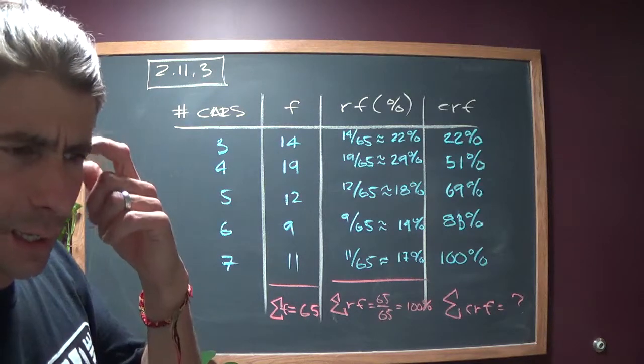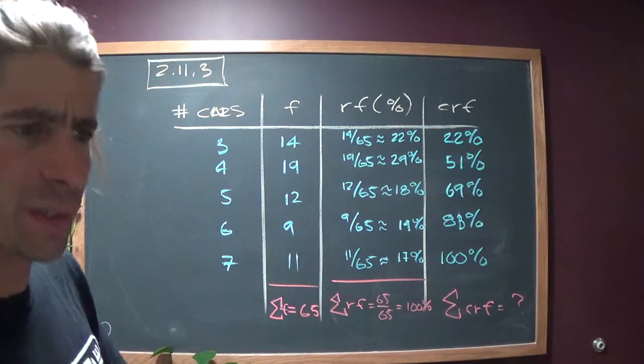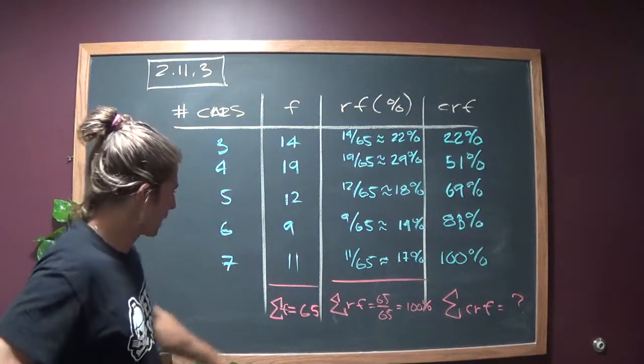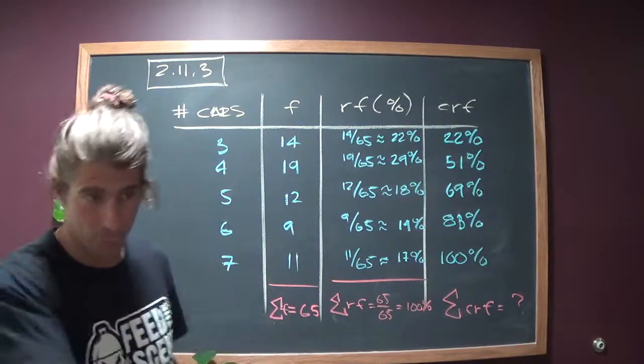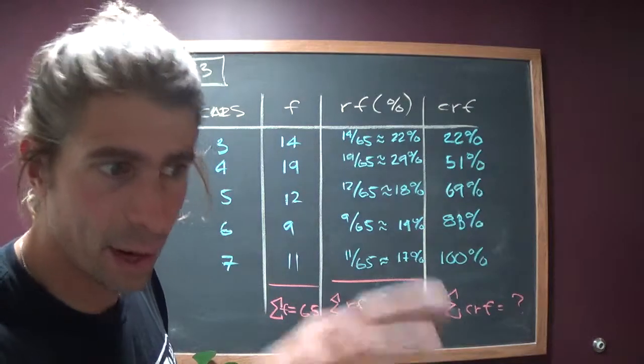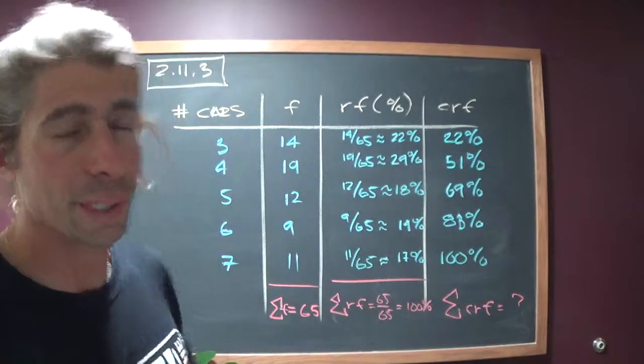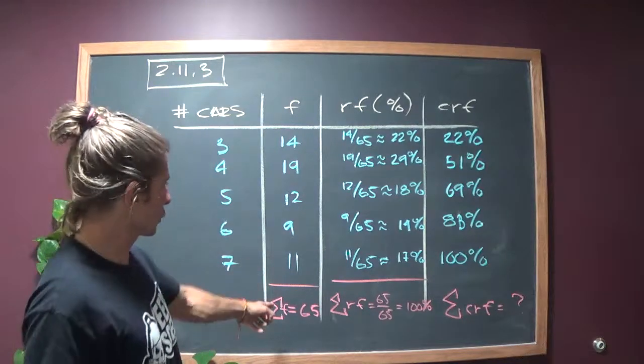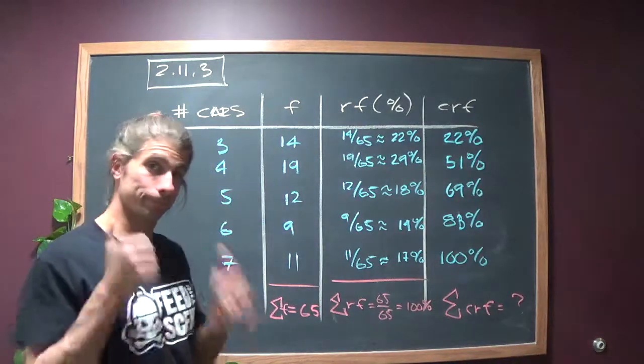In 2.11.1 it says, what does the frequency column sum to? Here are your frequencies in the data, and it sums to 65, which, if you read the problem itself, says 65 randomly selected car salespersons. So, if they told you 65, that's a nice self-check to make sure you got the data in there correctly. Awesome.